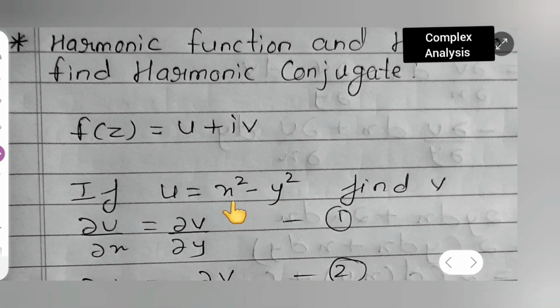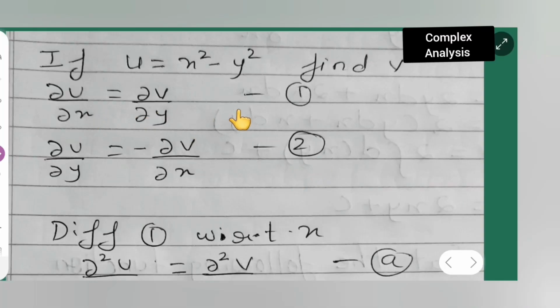If u is equal to x square minus y square, find v. Okay, so basically here u is the real part of analytic function f(z), and v is called harmonic conjugate of u. Okay, v is called harmonic conjugate of u. So if we need to solve this, we have some conditions. For that we are going to use the Cauchy-Riemann equation.